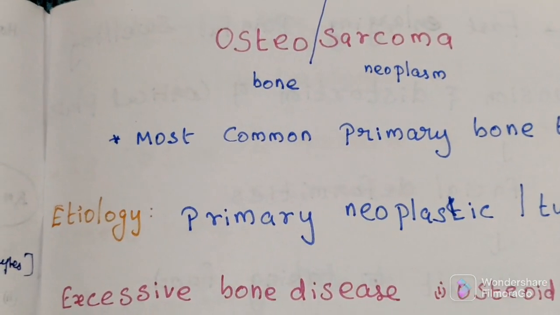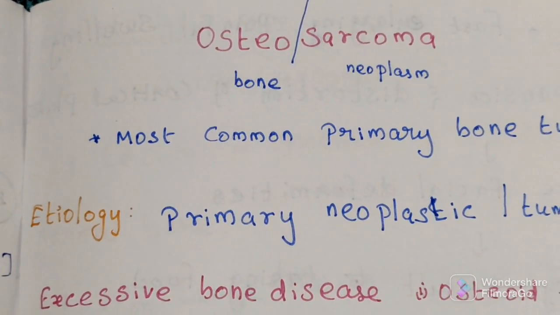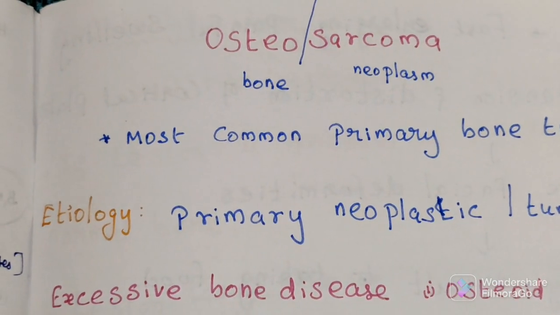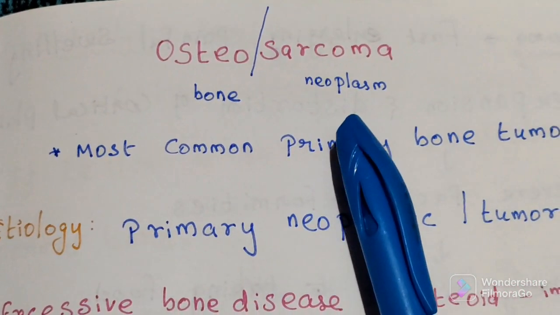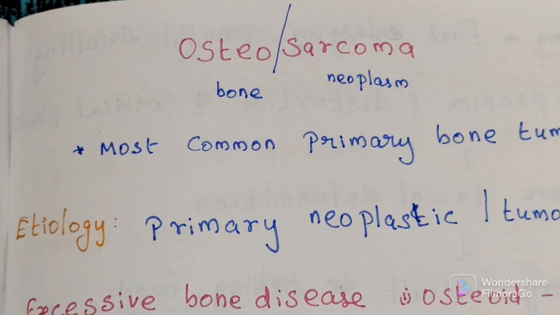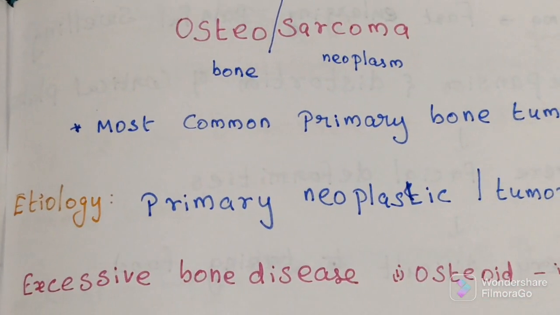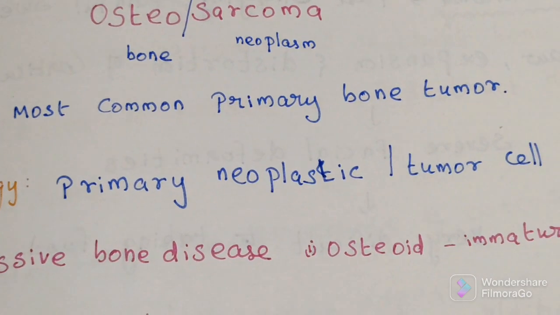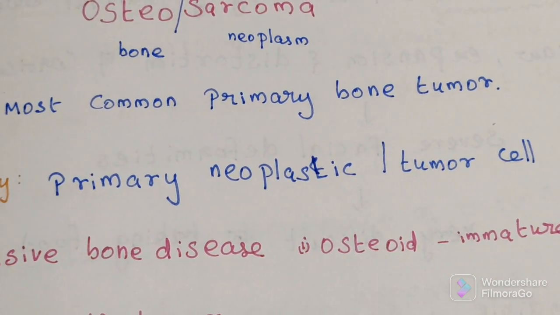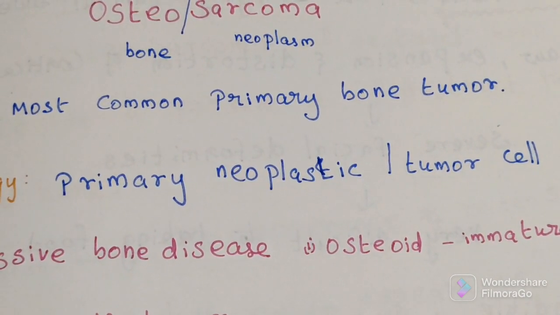In this video, we will discuss osteosarcoma. Osteo means bone, sarcoma means neoplasm. It is a highly malignant neoplasm of bone. It is the most common primary bone disease. So, malignant tumor of bone.